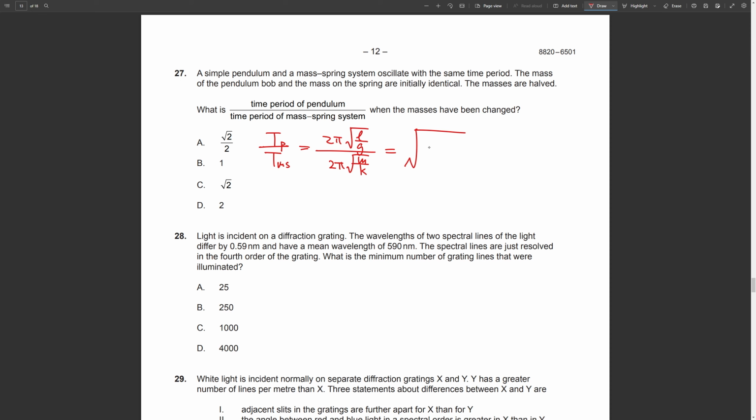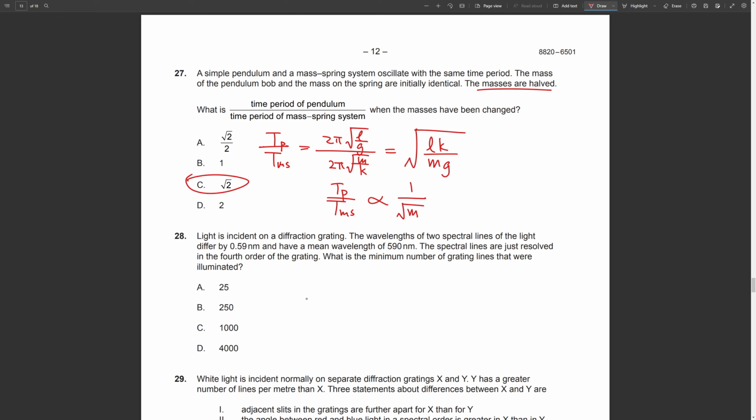It will then be root Lk over mg. What is the change suggested by the question? There's only one change. The mass is half. If the mass is half and everything else is unchanged, then we can rewrite the equation as the required ratio is now proportional to 1 over square root m. M is half, making the overall fraction times root 2. The answer is C.